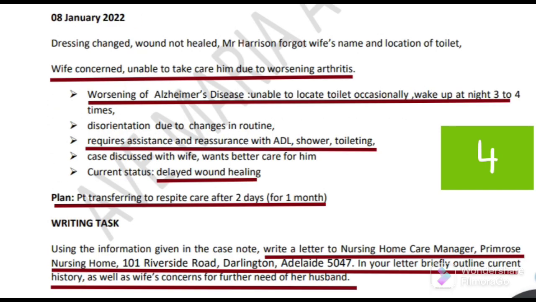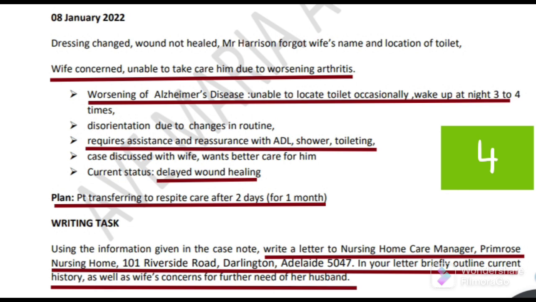Anyway, on 8th January 2022, when you are writing the exam, this is the date of the letter. We have changed the dressing, and the wound has still not healed. So Mr. Harrison forgets even his wife's name and the location of the toilet. The wife is more concerned because he could not find the person and the bathroom, and moreover he used to wake up at night 3 to 4 times. So these all are the concerns.